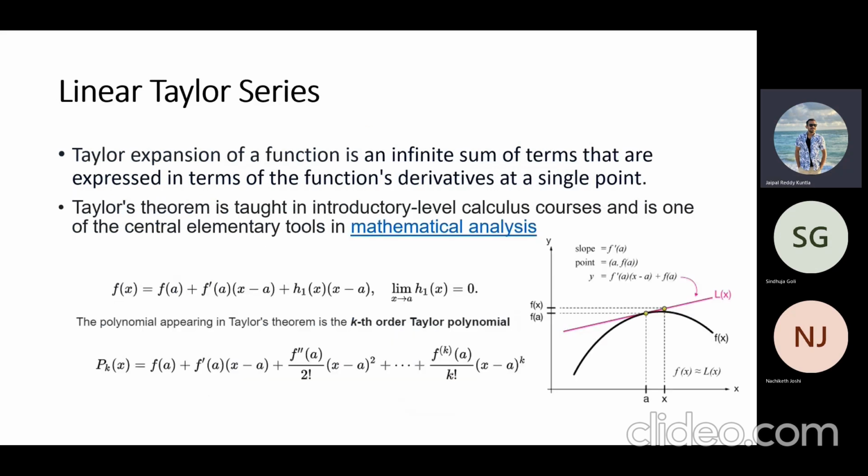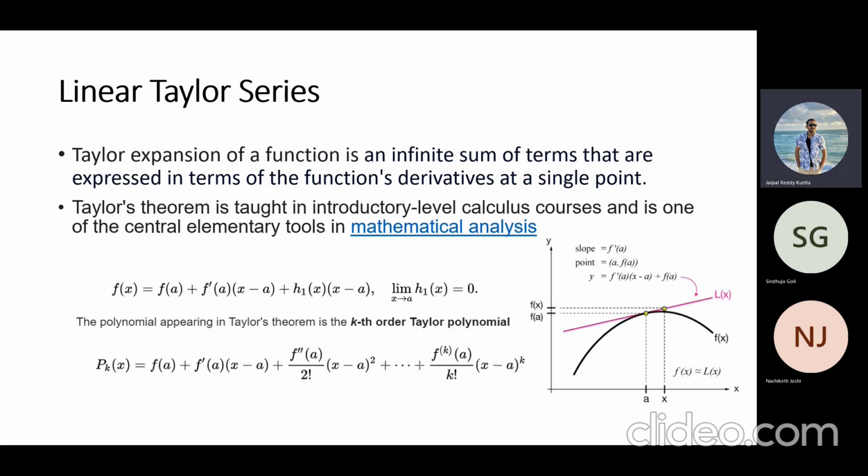Now the linear Taylor series. A Taylor expansion of a function is an infinite sum of terms that are expressed in terms of the function's derivatives at a single point. Taylor's theorem is taught in introductory level calculus courses and is one of the central elementary tools in mathematical analysis. Here f(x) = f(a) + f'(a)(x − a) + h1(x)(x − a), where the limit of h1(x) equals 0 as x approaches a. The image on the right shows the slope and the point. The intersection point is f(a), and the point above it is f(x).